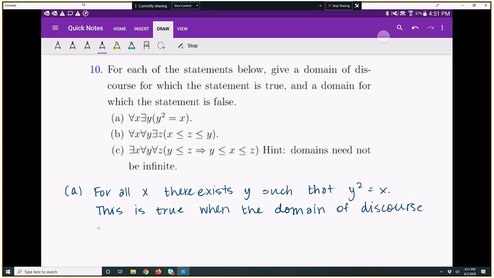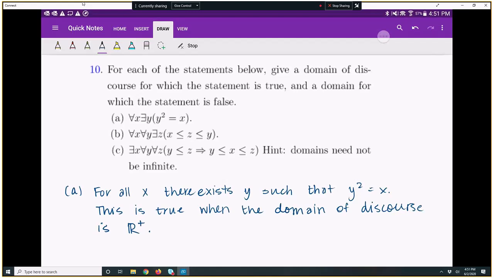So I'm going to use script R to denote the real numbers, and then the plus sign to mean a positive real number. If we include 0, that's also fine. So why should it be true for the positive real numbers? Well, first of all, y squared is going to be positive for any real number.